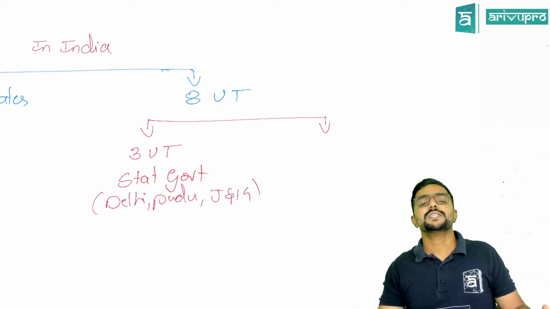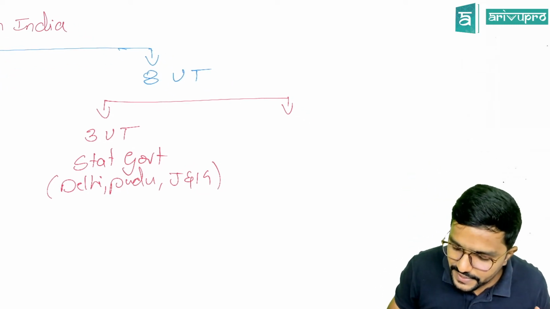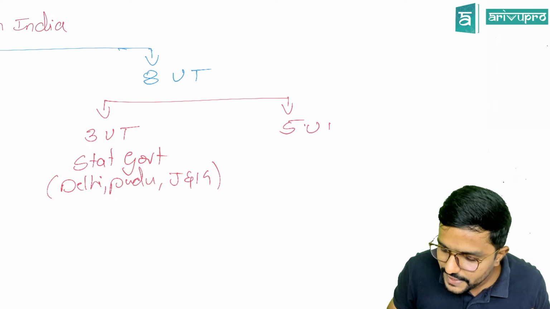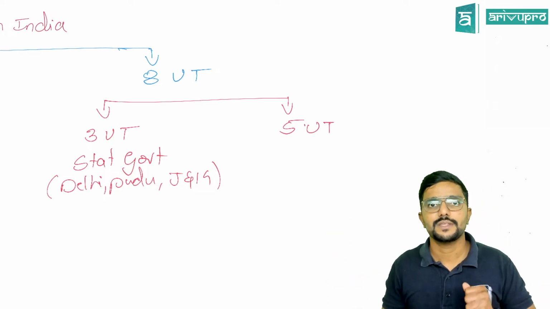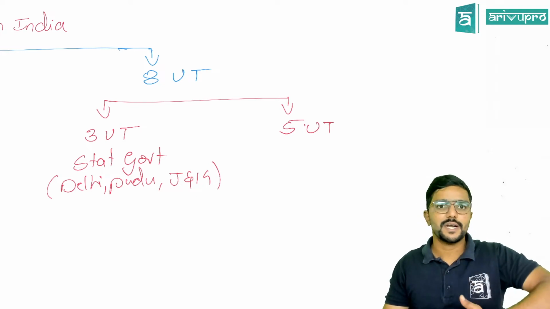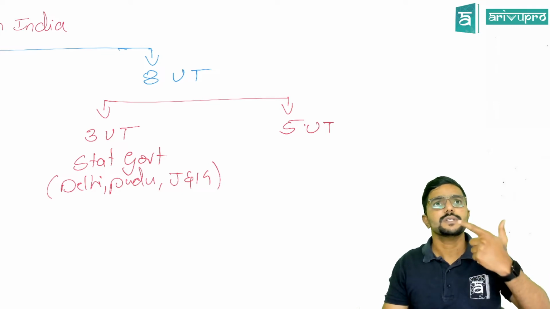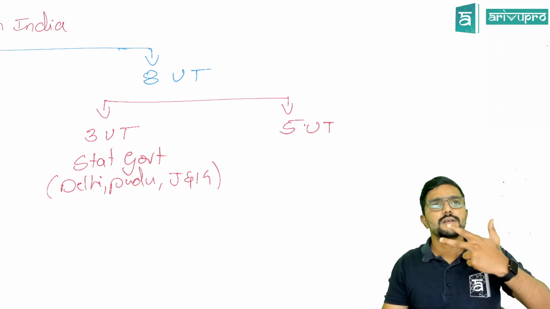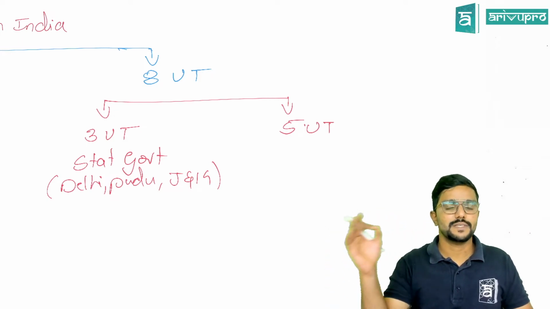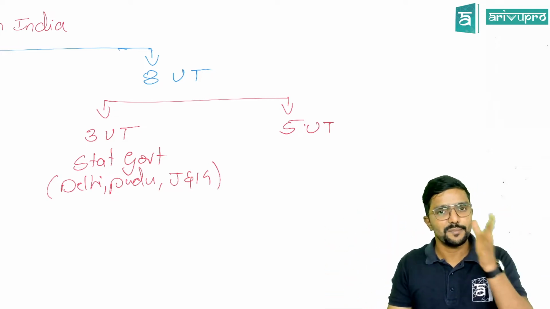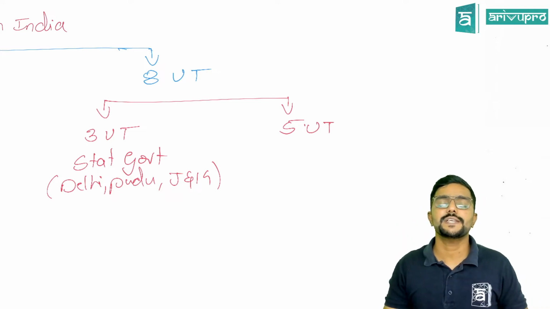So these are the 3 union territories which have their own state legislation, and the remaining 5 union territories don't have their own state legislation. They are managed by the central government. They are Andaman and Nicobar Islands, Lakshadweep, Chandigarh, Ladakh, and the last one is Daman and Diu, Dadra and Nagar Haveli. All this is one only. Clear?